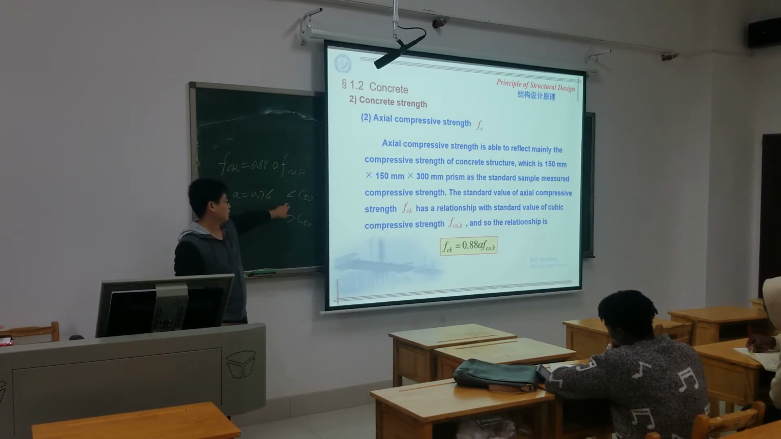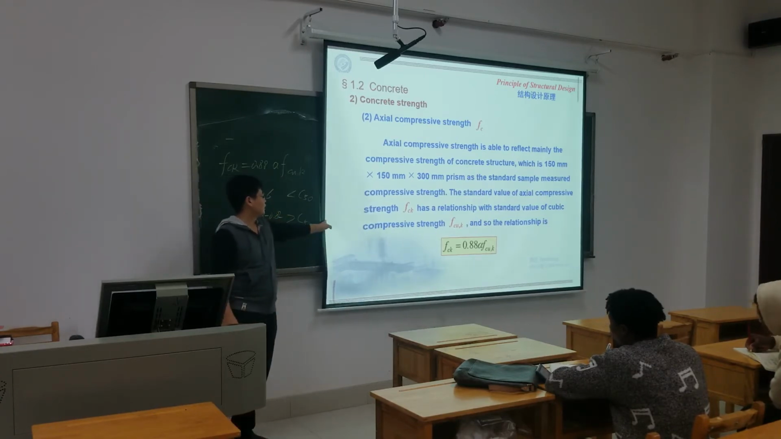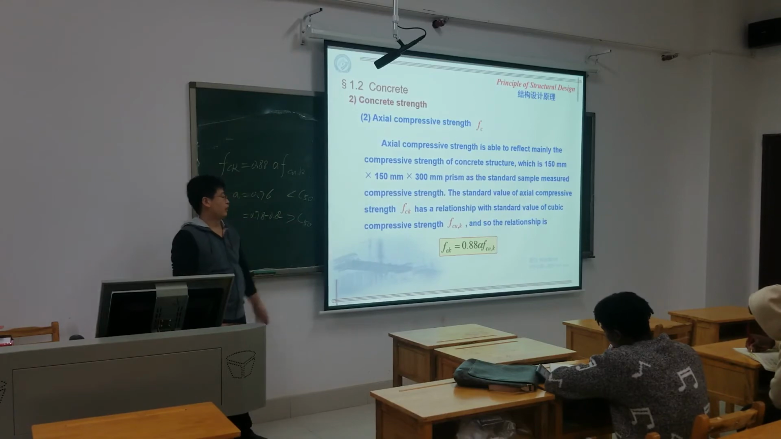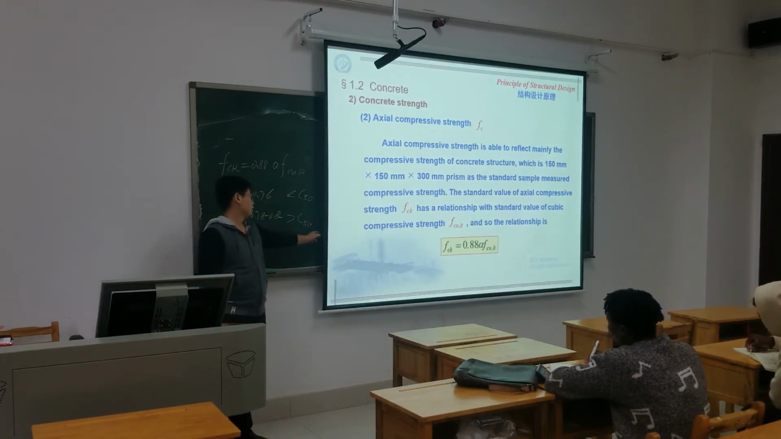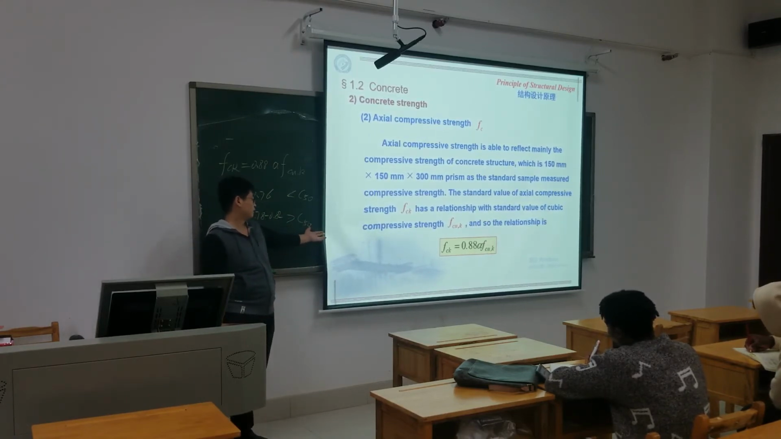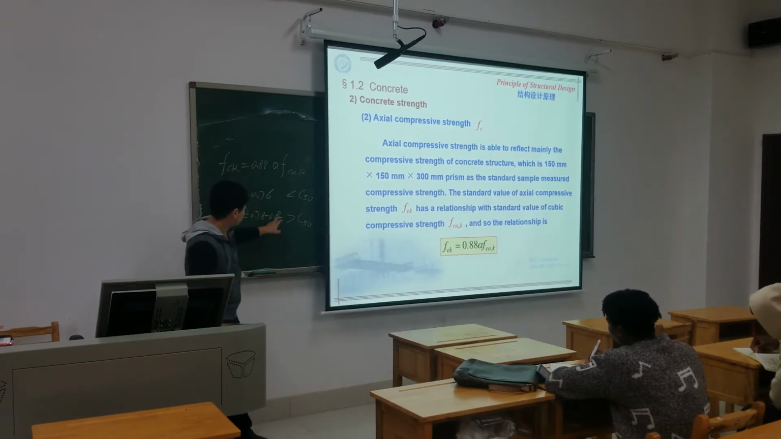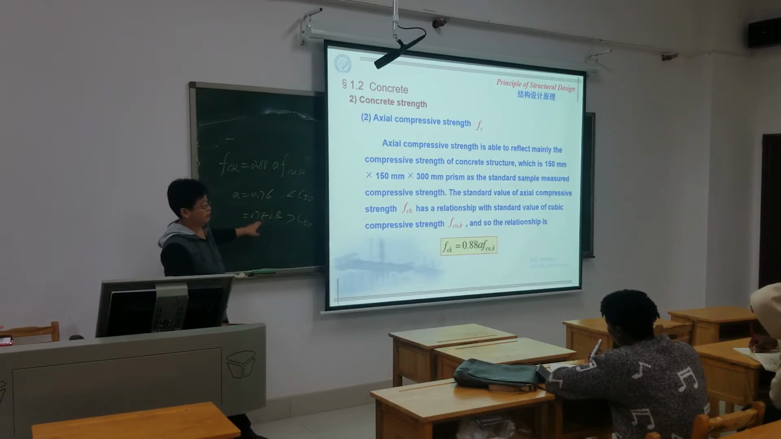0.76 when the strength is smaller than C50, and when the strength is higher than C50, it means high strength concrete. This value is different according to the strength of the concrete. When the strength is higher, this value will be larger.